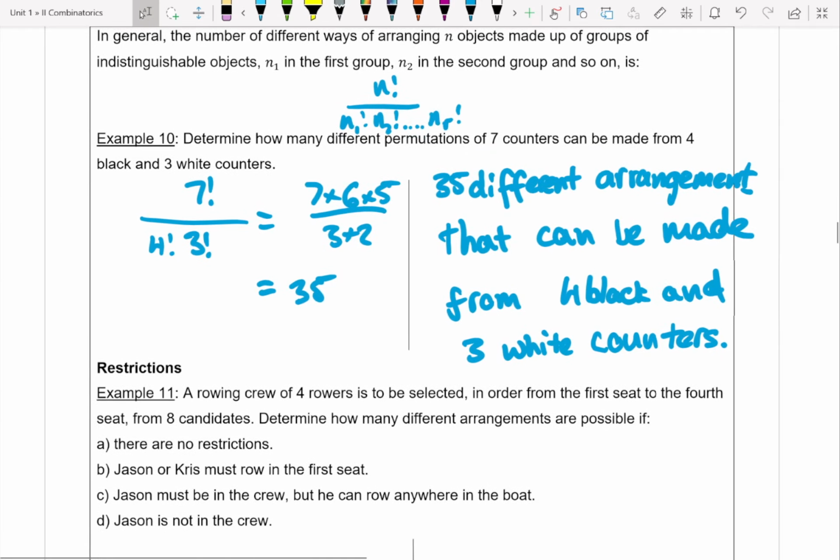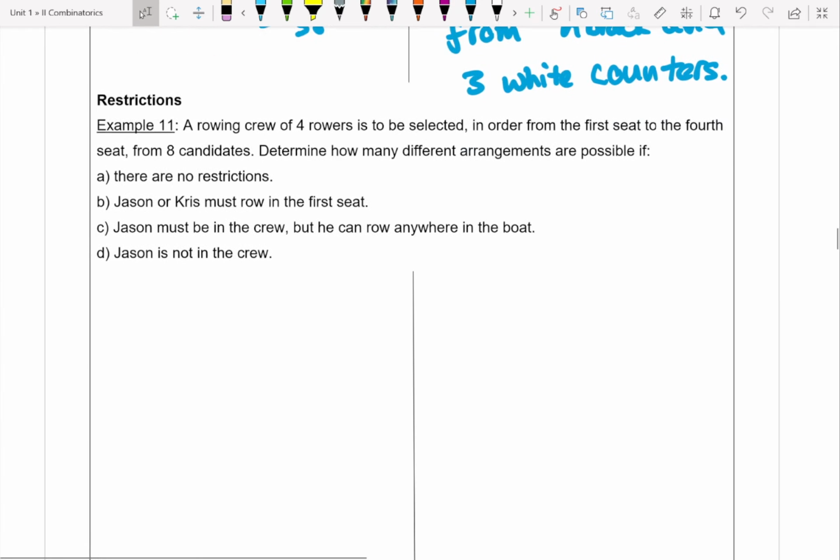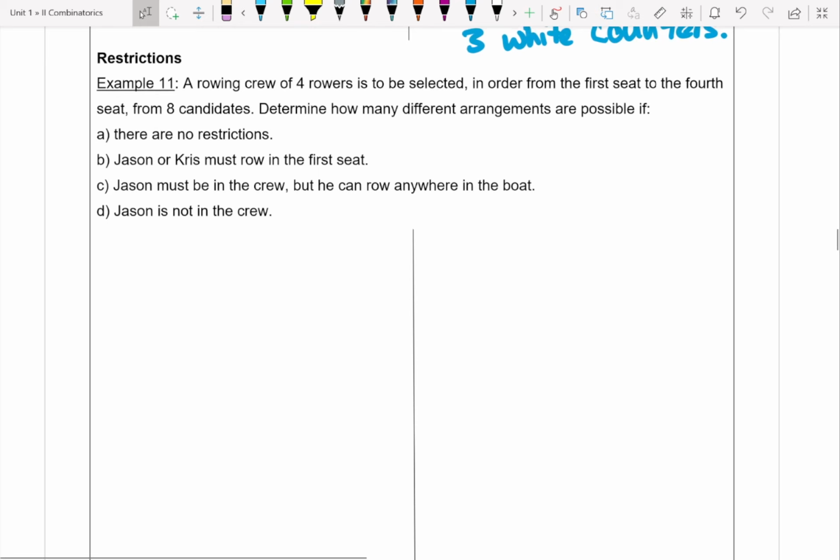Okay, so adding on to restrictions of this. So what happens if we say, oh, I need to lock in this position? So for instance, if we have a rowing crew of 4 rowers needing to be selected in order from the first seat to the 4th seat from 8 different candidates. Determine how many different arrangements are possible if there are no restrictions. So just starting off, absolutely no restrictions.